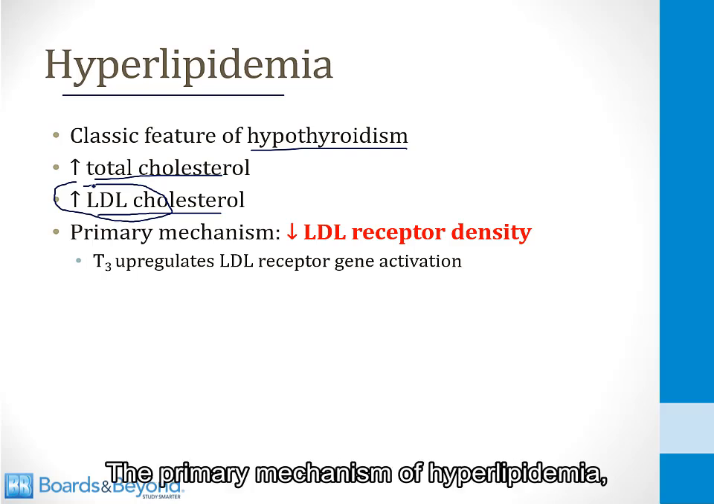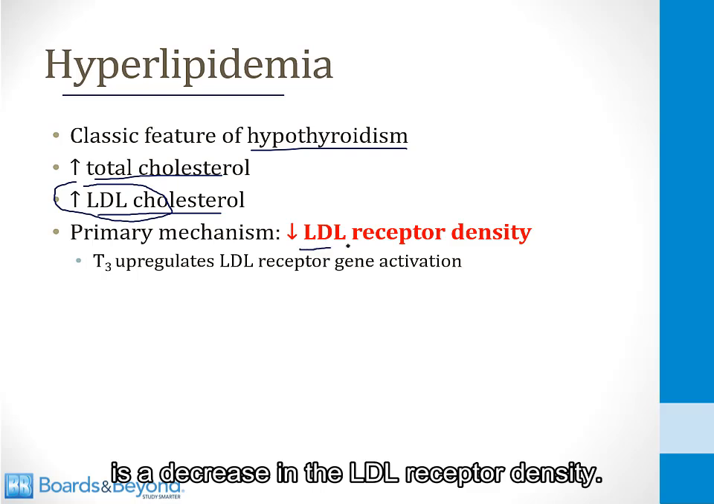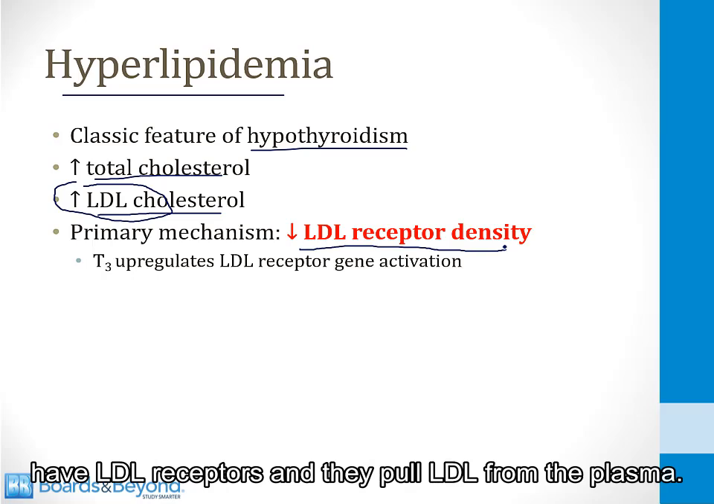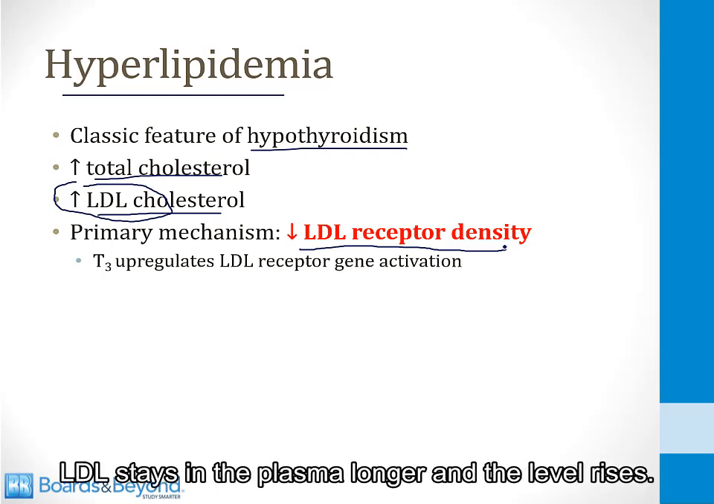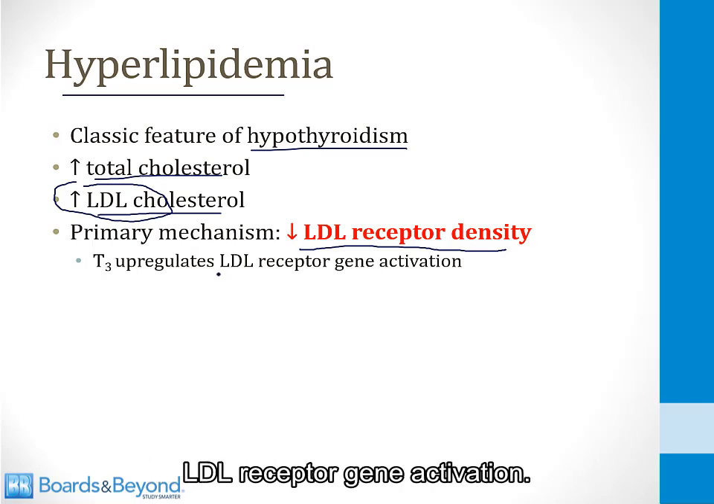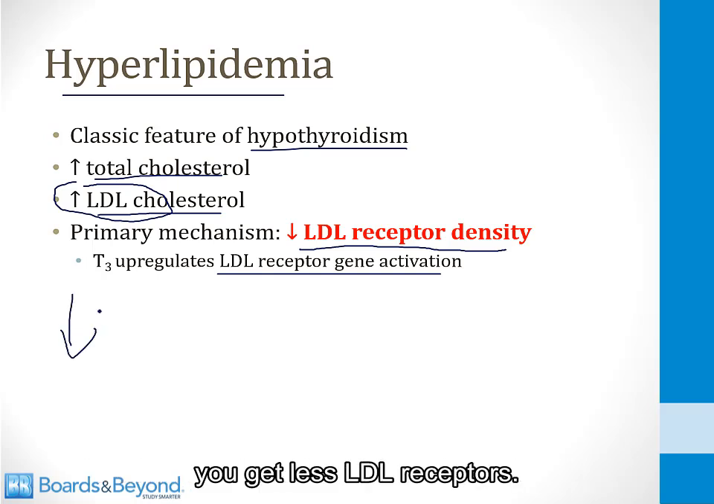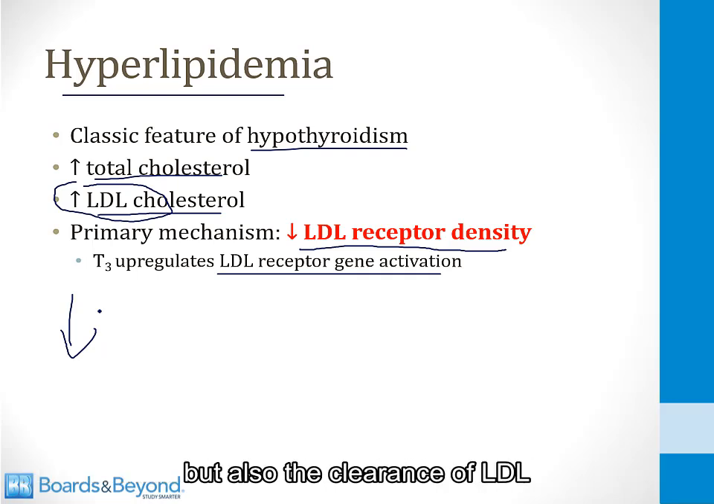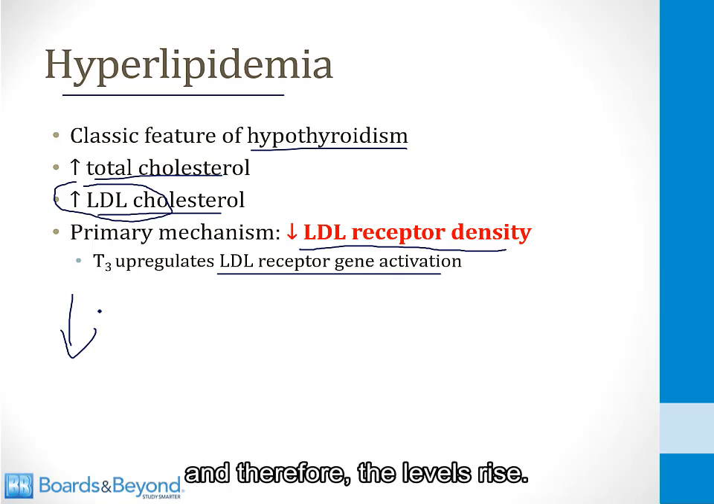The primary mechanism of hyperlipidemia, and this has been well described in the literature, so you should know this for step one, is a decrease in the LDL receptor density. So many cells in the body, especially in the liver, have LDL receptors, and they pull LDL from the plasma. When there's a fall in the receptor density, LDL stays in the plasma longer and the level rises. It's been shown that T3 upregulates LDL receptor gene activation, so when you have low T3 in hypothyroidism, you get fewer LDL receptors. And an easy way to tie this in with our theme of slowing down is that in hypothyroidism, all the things on the last slide slow down, but also the clearance of LDL and total cholesterol from the plasma slow down, and therefore the levels rise.